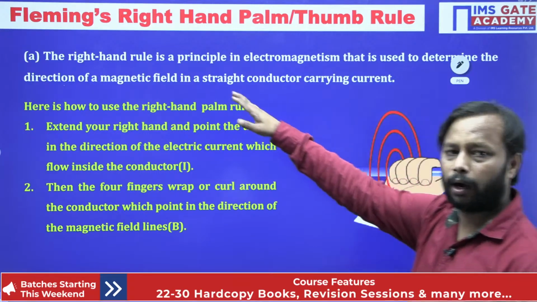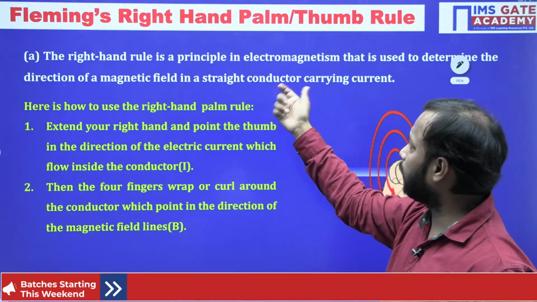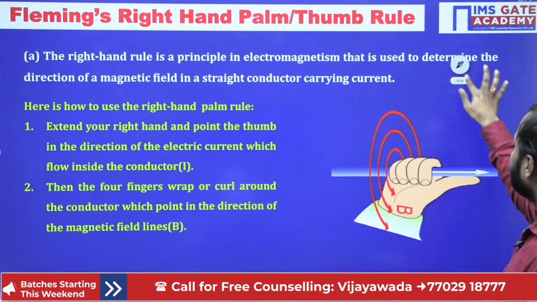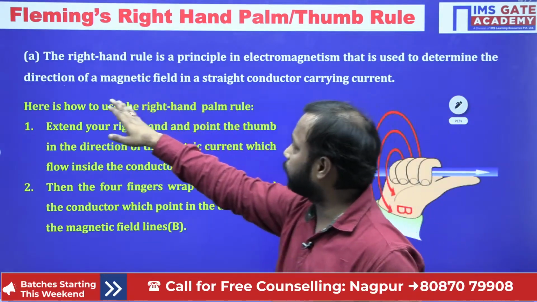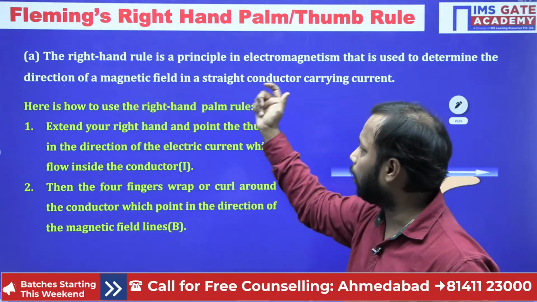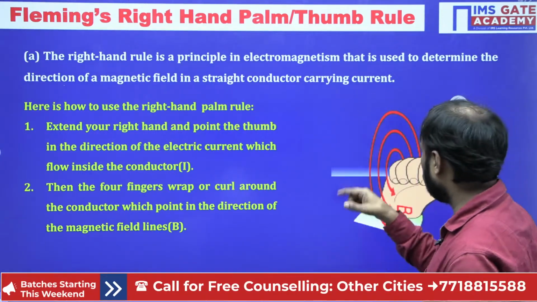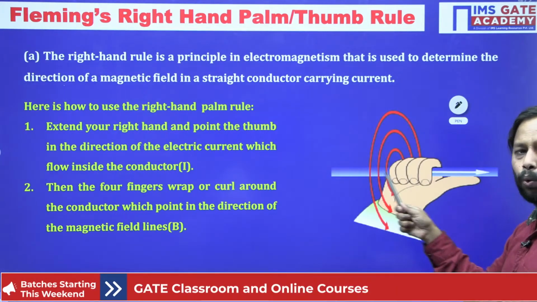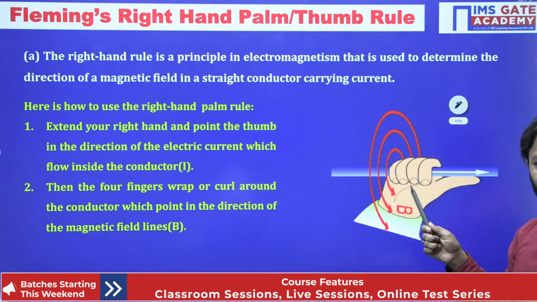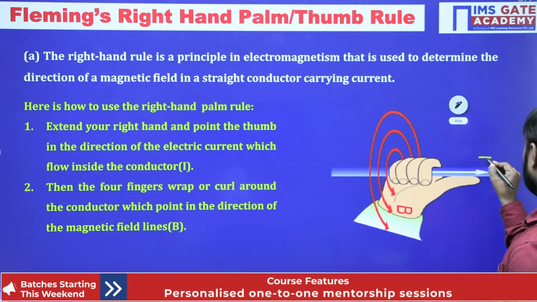So rule A, the Fleming right hand thumb or palm rule, the right hand rule, is basically a principle in electromagnetism that is used to determine the direction of magnetic field. This is a very important word: the direction of magnetic field in a straight conductor carrying current. So see here, this picture. This blue one is basically a conductor in which a current is flowing, which is given by this white direction. So this white one is the direction of current.